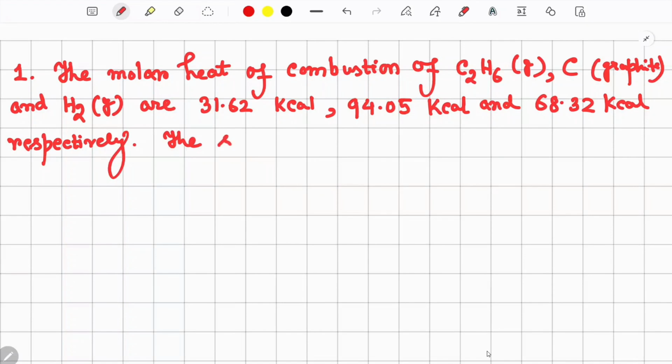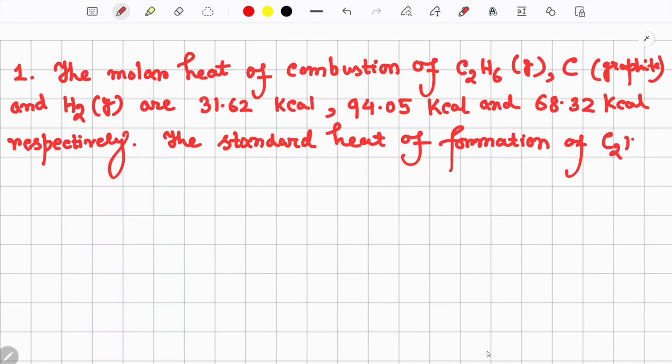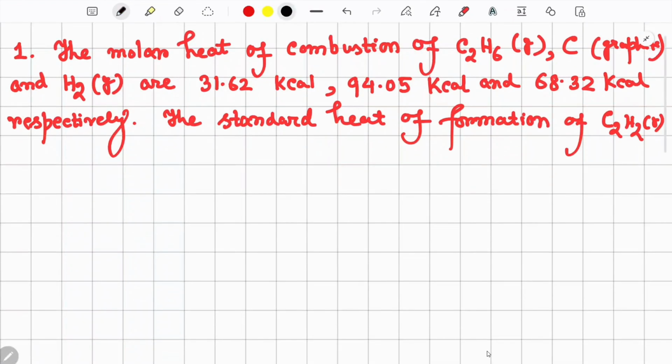Then we have to calculate the standard heat of formation of C2H2 gas. Okay, so this is our question. So, do you know these things? What is the heat of combustion, heat of formation, the definition of this? Yes, a little bit. Okay.